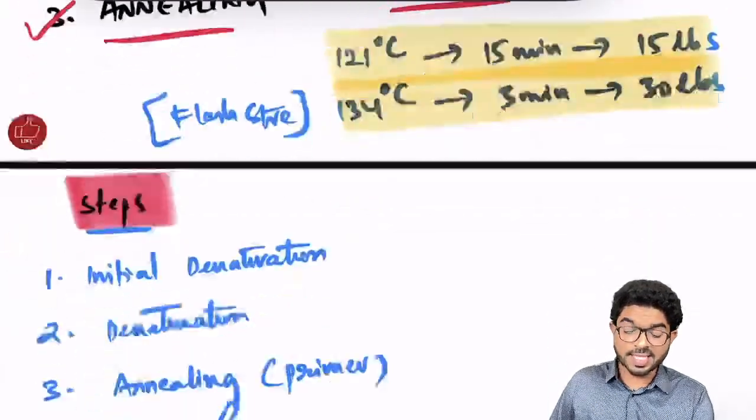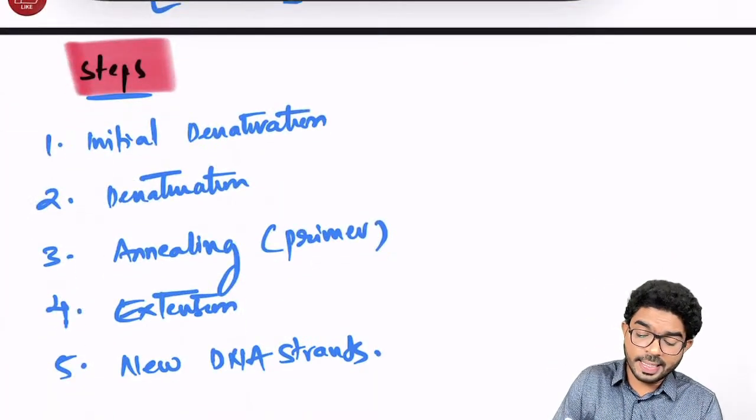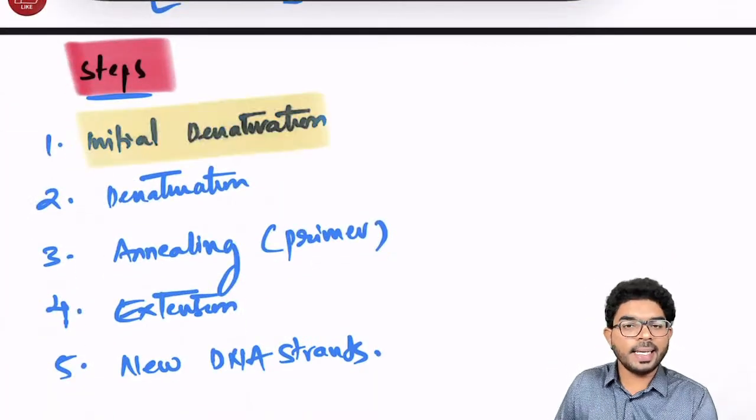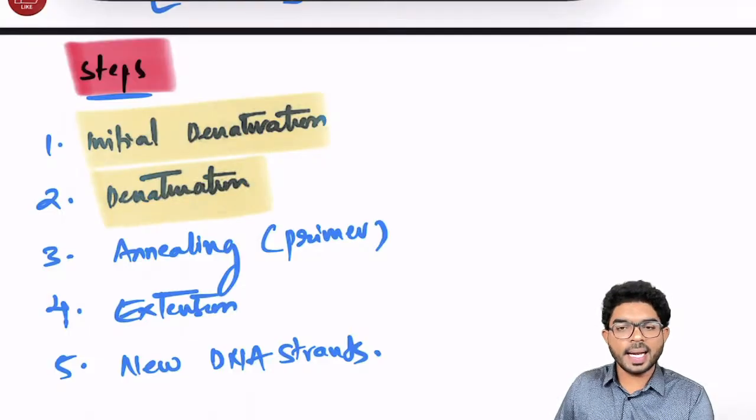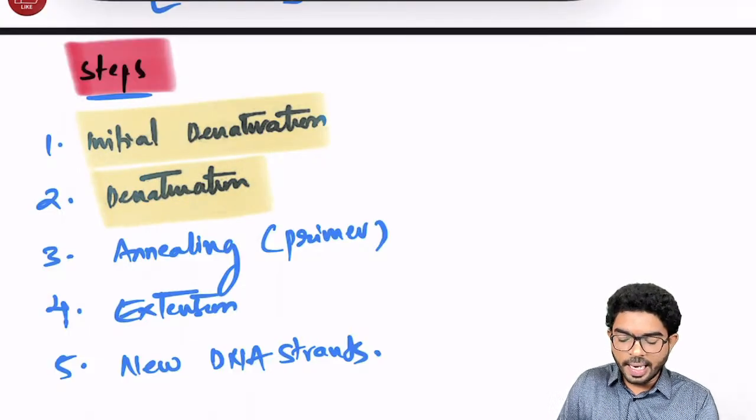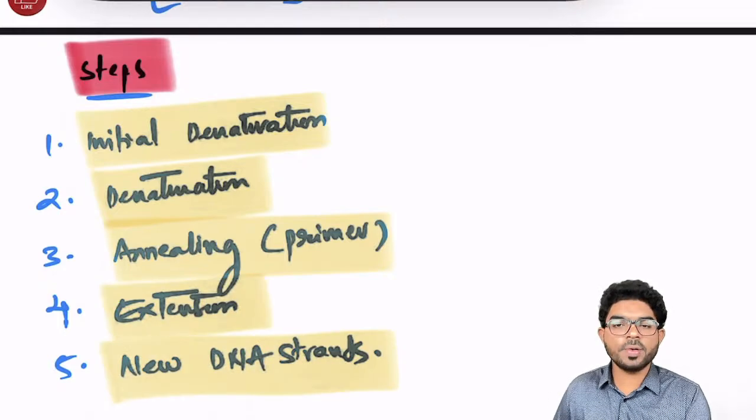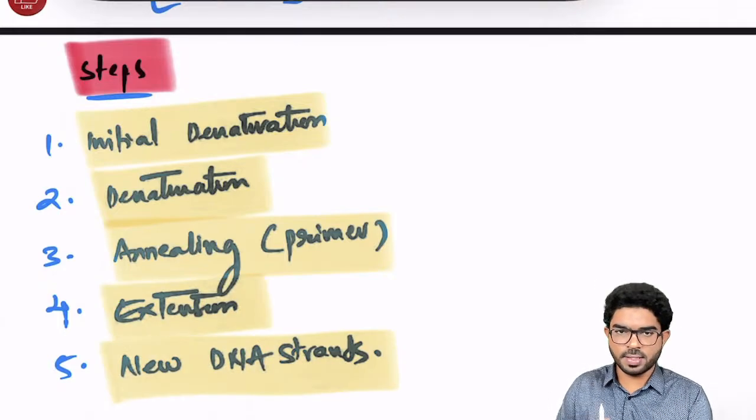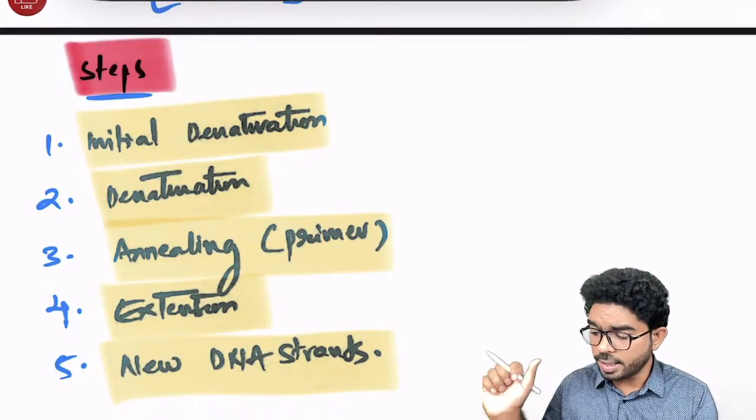Okay, so now the steps are important. I told you the initial step is initial denaturation. Then complete denaturation is going to occur, then annealing occurs in the presence of primer, then there will be extension, then new strands of DNA are formed. I want you to remember the steps, and the prerequisites that are required for the progress of polymerase chain reaction, PCR. Okay, I hope this is very, very clear.